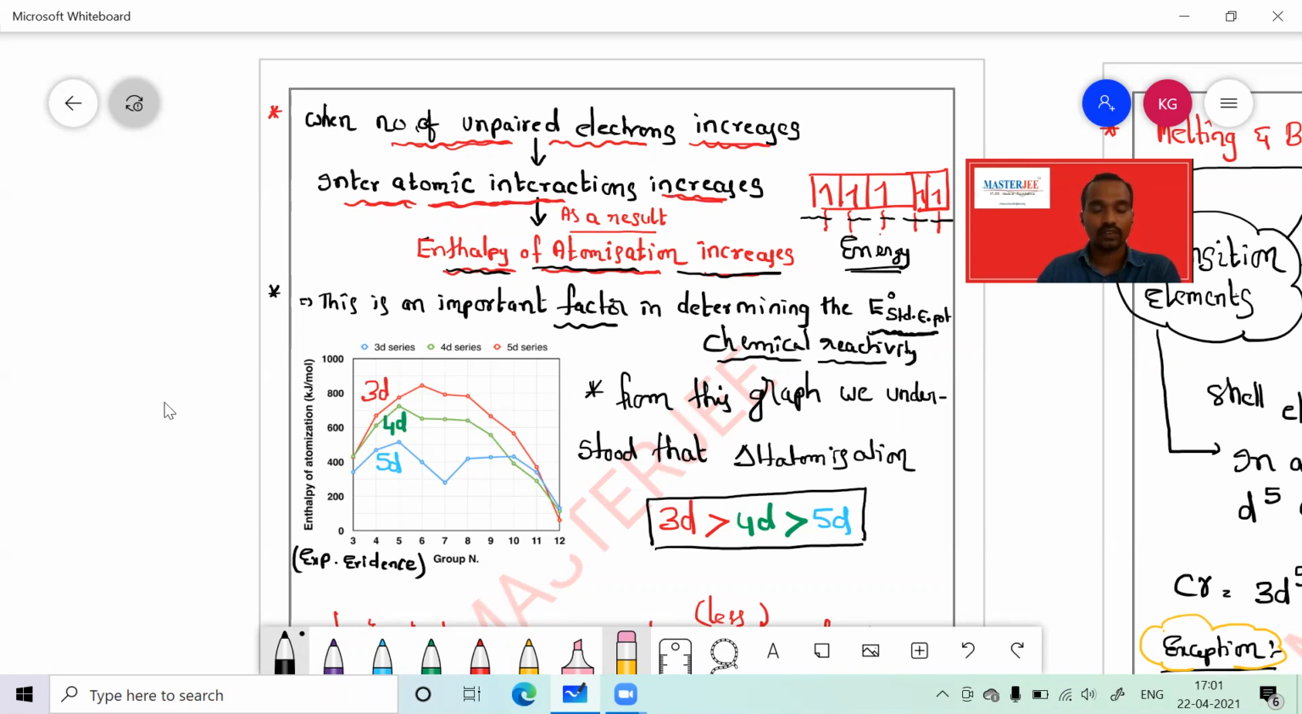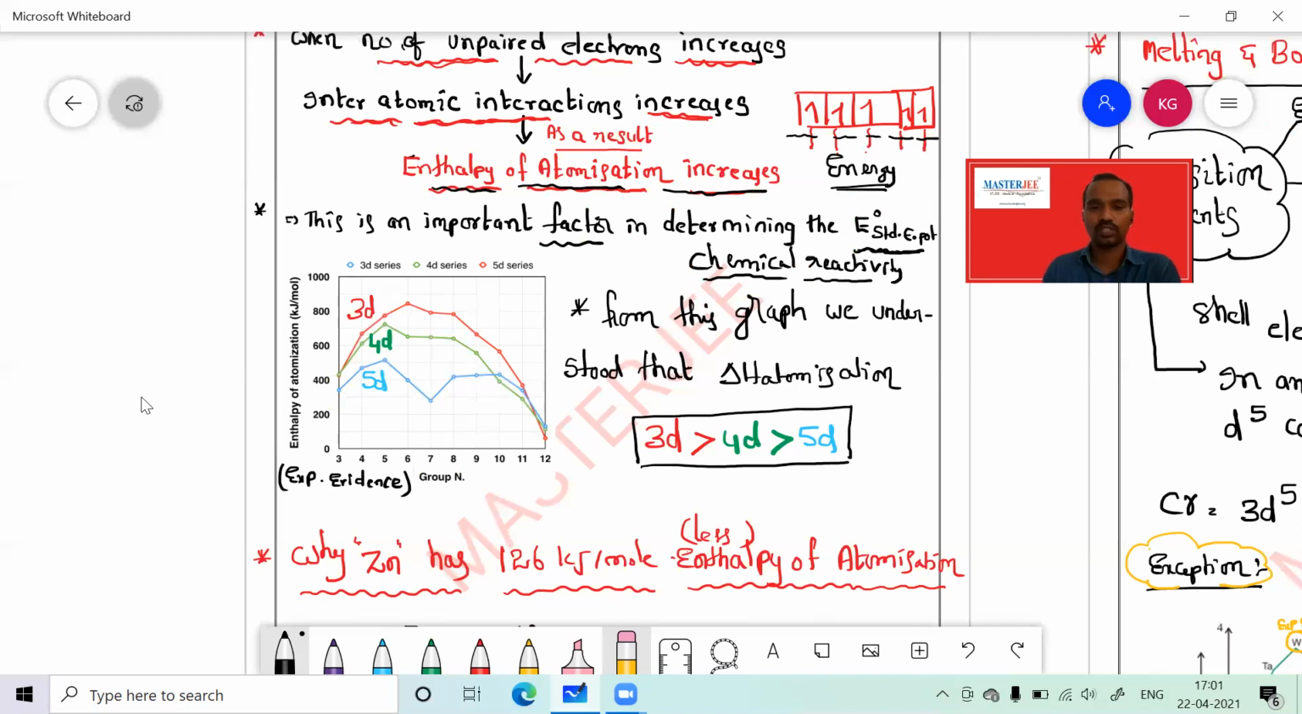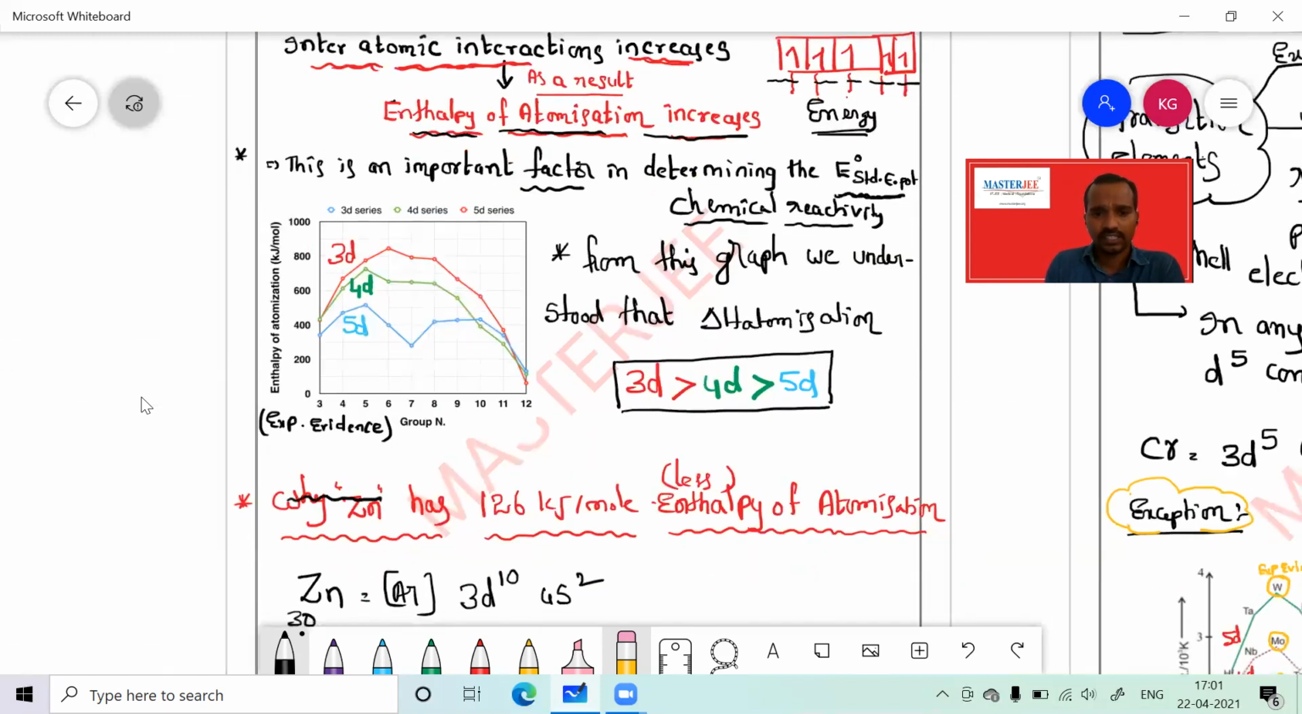Now see, in our NCERT textbook also we have this graph, so based on this graph they will frame some questions. This graph is nothing but experimental evidence which explains that 3d series elements have the highest enthalpy of atomization compared to 4d and 5d. See here, first of all, the red line is nothing but the 3d series elements. 3d series elements have the highest enthalpy of atomization.